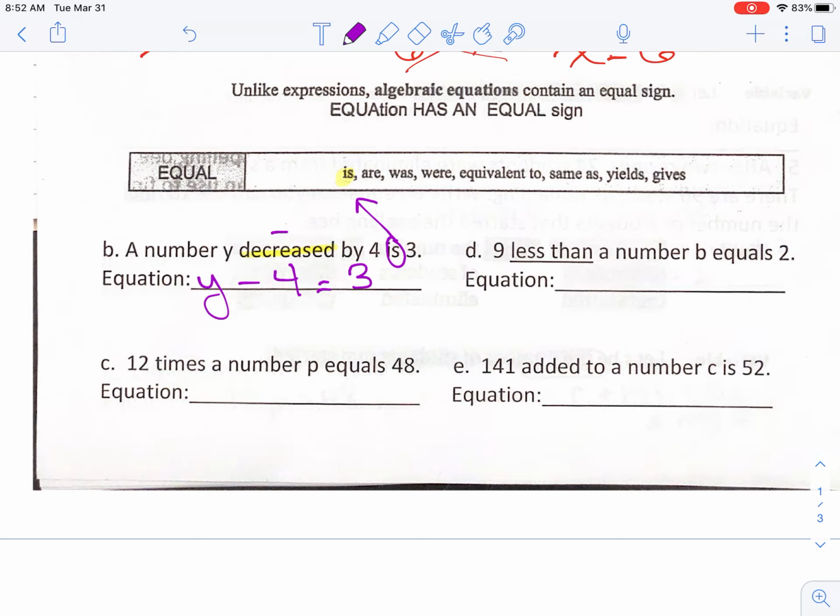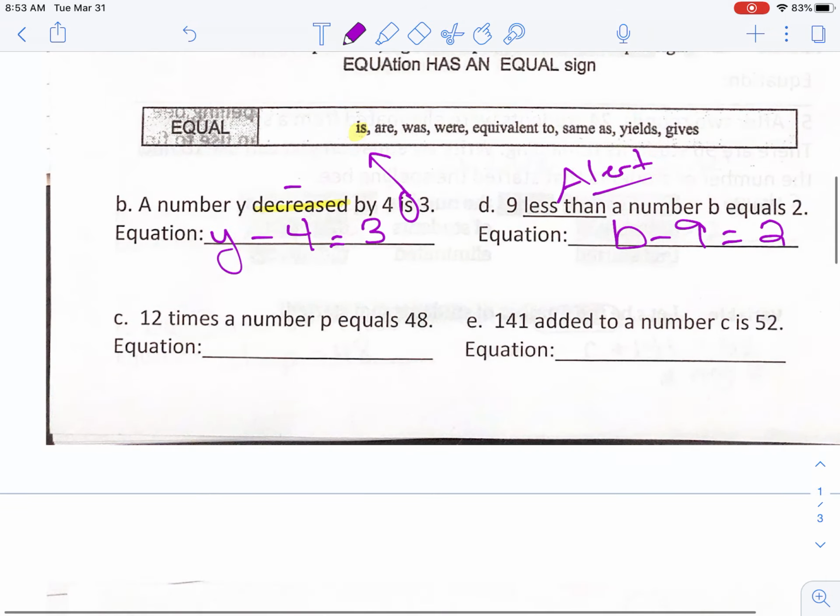9 less than a number b equals 2. Here's an alert. Remember that phrase less than reverses the order. So it's 9 less than b. I'm not sure what b is, but it's 9 less than whatever b is. So I'm going to start with b, subtract 9, equals 2. 9 less than b equals 2.